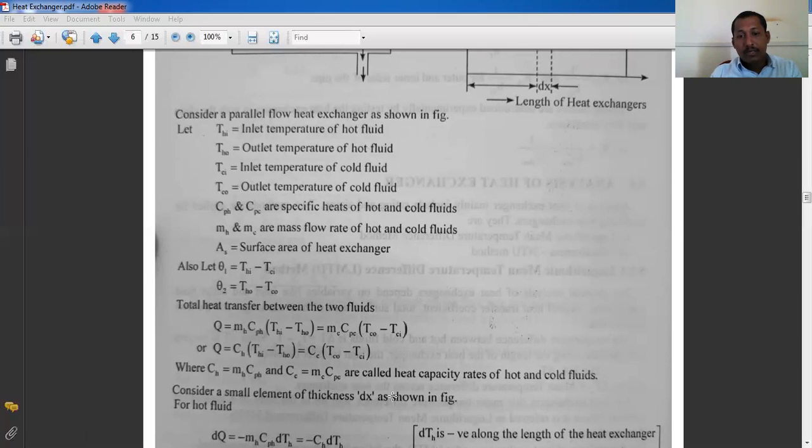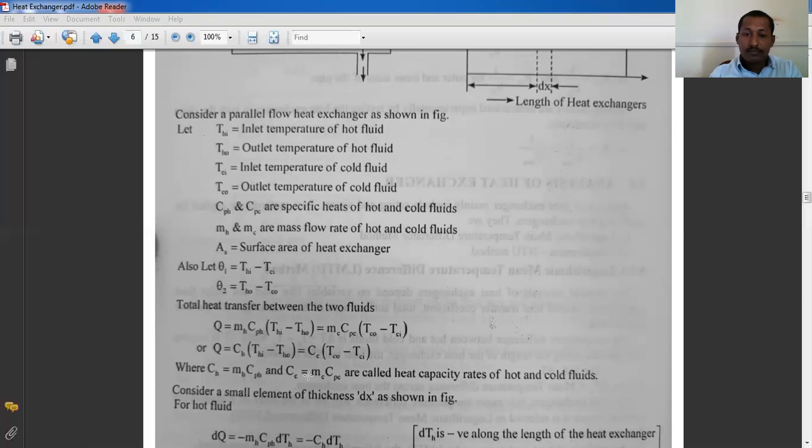So in some questions he will give the specific heat of the hot fluid and the specific heat of the cold fluid, the mass flow rate of the hot fluid and the mass flow rate of the cold fluid. But in some other problems he may give the heat capacity rates for the hot fluid, that is Ch, and for the cold fluid, Cc. Those values he will give, and you have to substitute directly. Ch is equal to MH CPH, whichever you are given, you have to substitute that one.